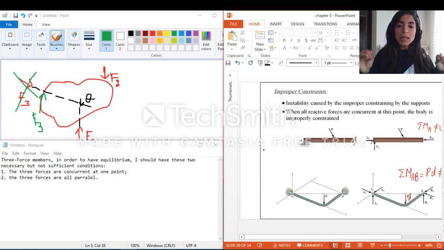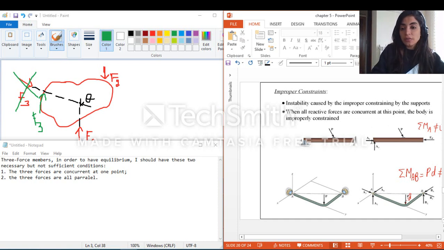So another case is called improper constraints. What does this mean? Improper constraints means that there is always instability. I could not have equilibrium. I cannot have stability. And this occurs when all my reactive forces are concurrent at a point, so this body is improperly constrained. Like this case, guys.